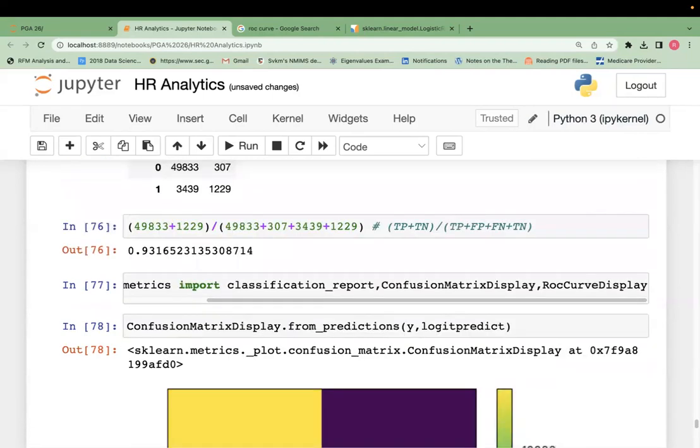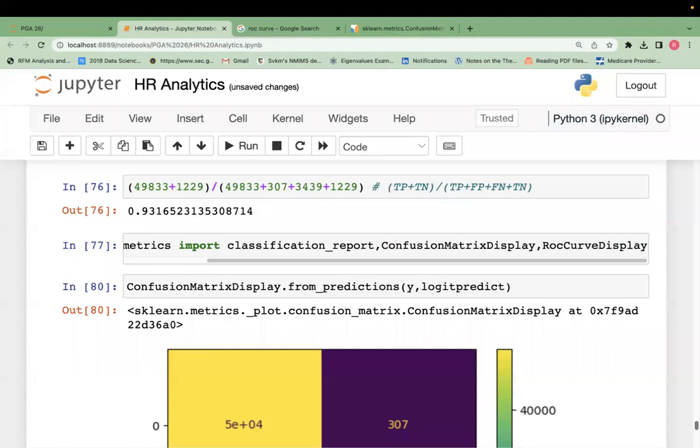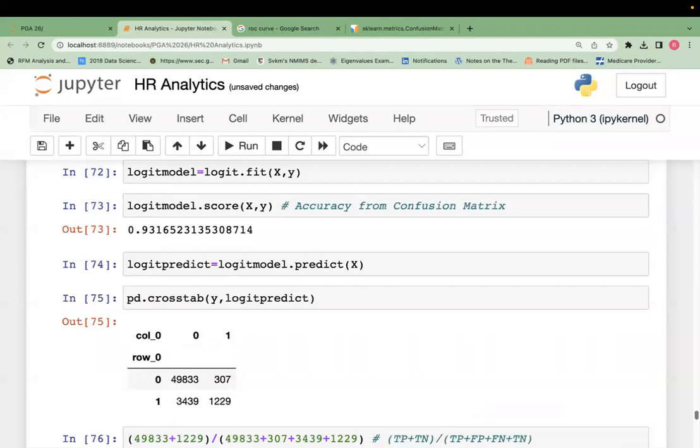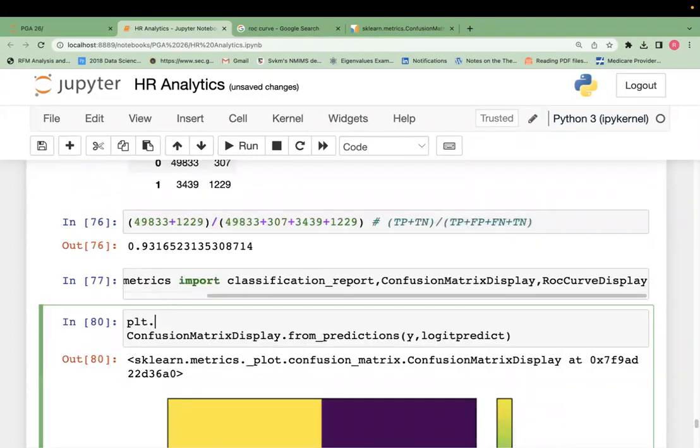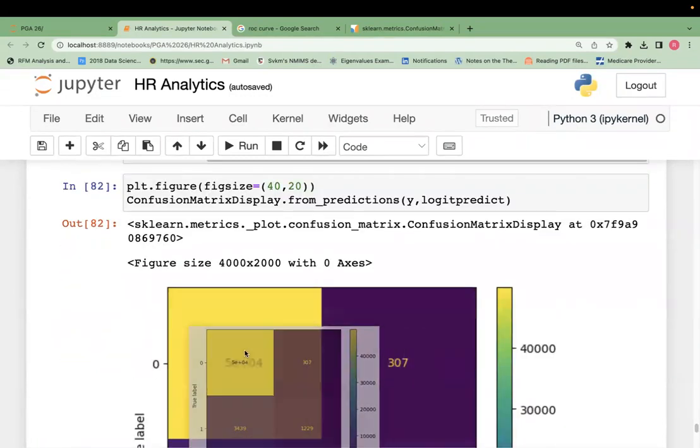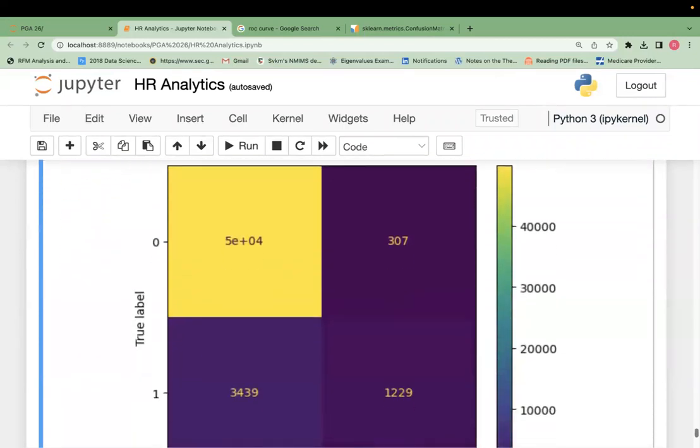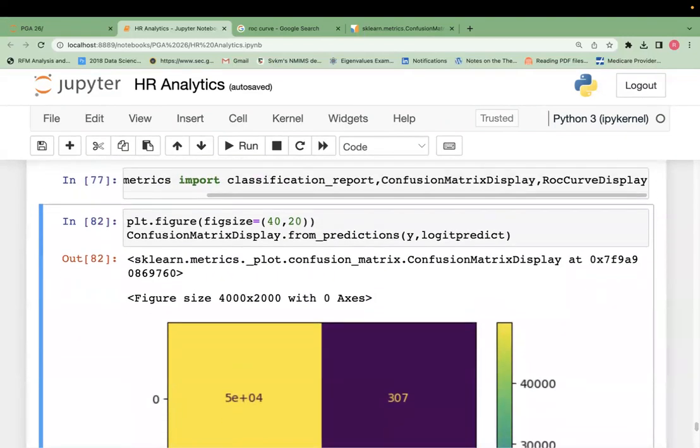You're getting an error? Yeah, I'll come. So ConfusionMatrixDisplay.from_predictions. You will get the same matrix that we got on the top. I think we can increase the figure size. Still, we are not getting this value. 49,833. Confusion matrix, all of you got this?